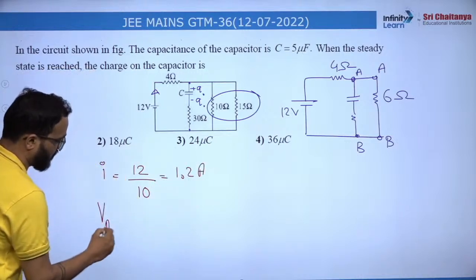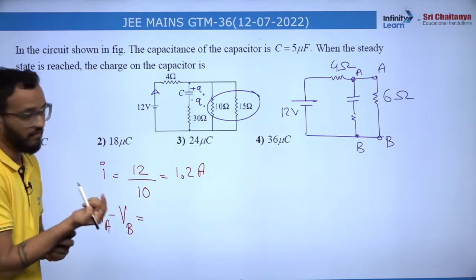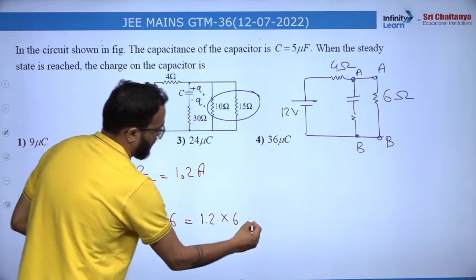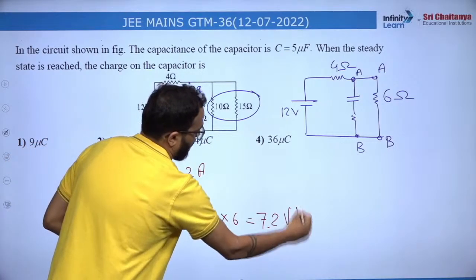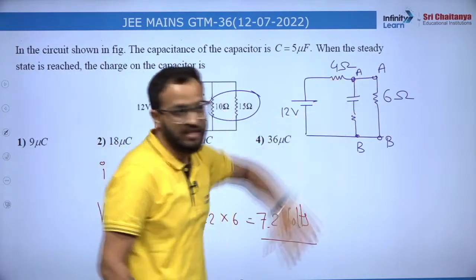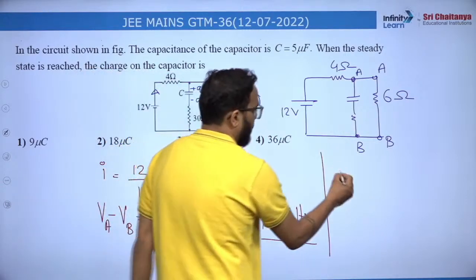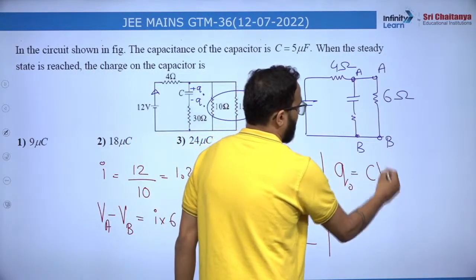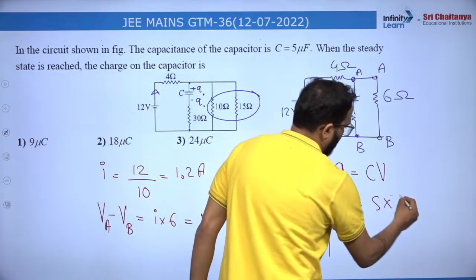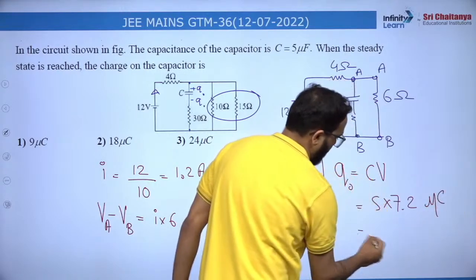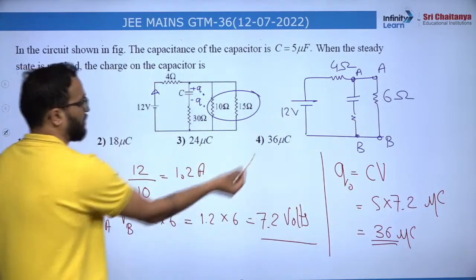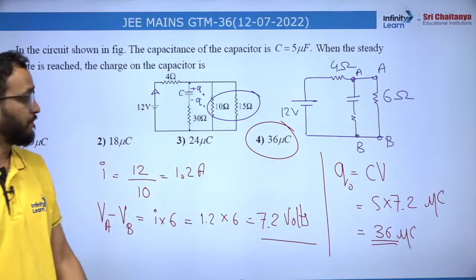Now what is VA minus VB? VA minus VB will be IR. So it is 1.2 into 6, that is 7.2 volts. Now 7.2 volts is the drop across this resistance, and it is also the drop across this capacitor which has achieved its steady state. So the charge Q naught is equal to CV. Capacitance is 5 microfarad multiplied by 7.2, I guess this will be 36 microcoulombs. Okay, got it? Which option is correct? Fourth option is correct. Brilliant.